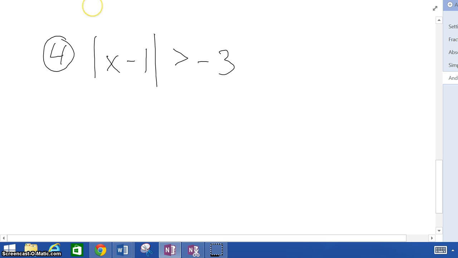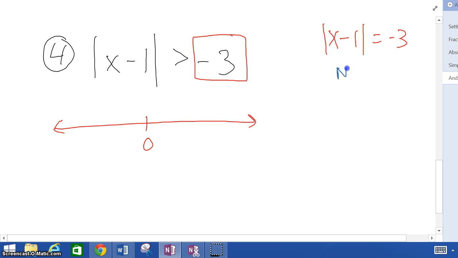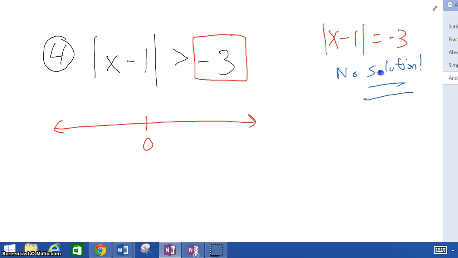Next one. Okay, x minus 1 is greater than negative 3. Now, in this particular case, we see something special. This part over here is negative. Remember, if I have the absolute value of something is equal to a negative number, we know that can't happen. We know that's a no solution. But for inequalities, do you remember why that's a no solution? I can't have an absolute value, I can't have a distance equal to a negative number. Can't do that. Doesn't work.